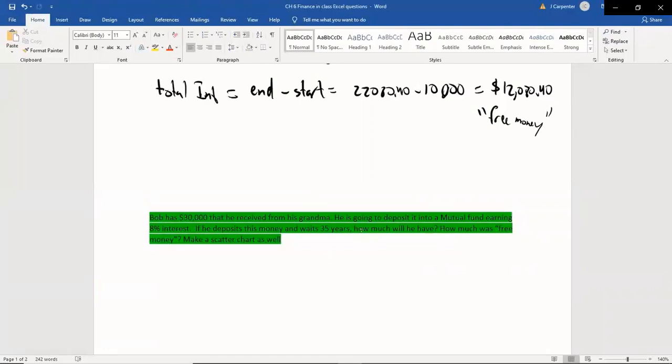And maybe Bob's just like, well, maybe I can retire off of this. Maybe I don't have to keep adding to the pile. Maybe Bob should still be adding to the pile no matter what, because, hey, what's wrong with having more money? How much will he have, how much was free money, aka interest, make a scatter chart as well.